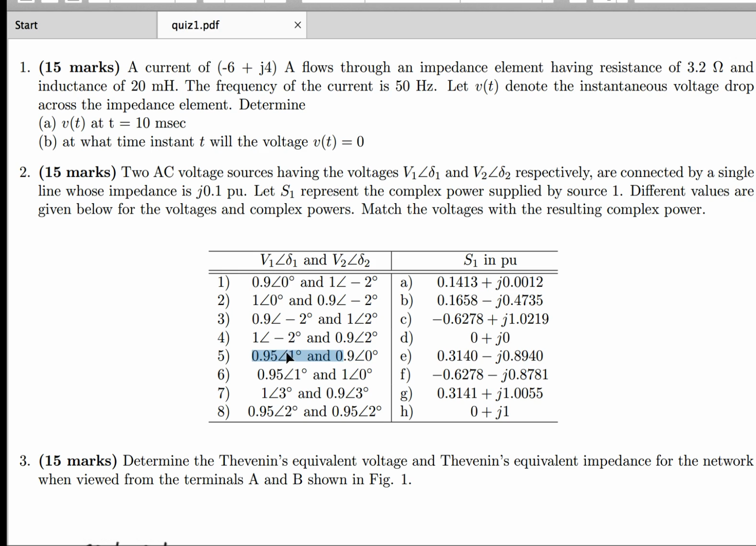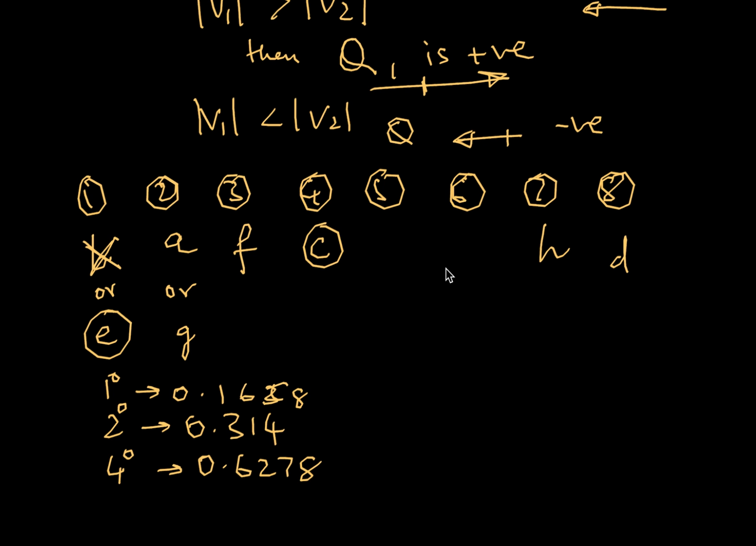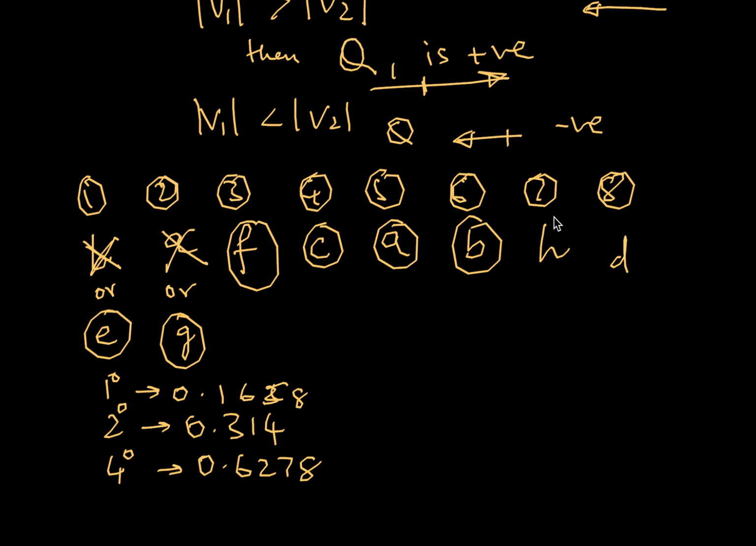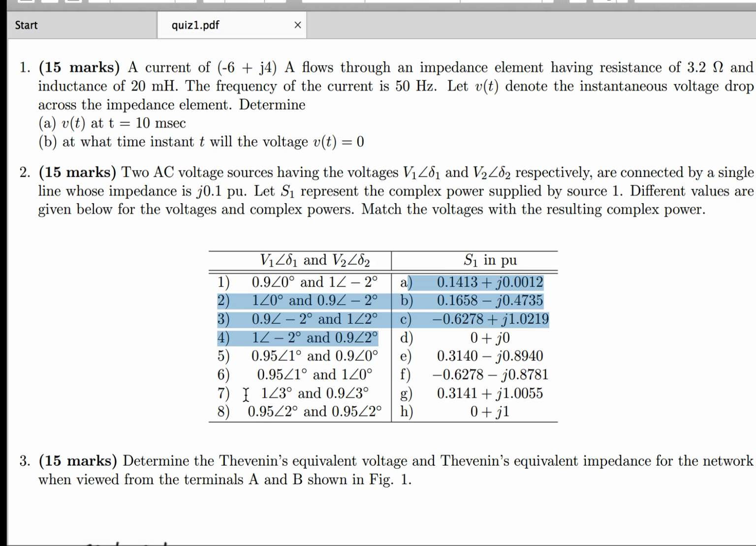For 5, only 1 degree is the difference, and the active power will be positive. So the candidate would be only A or B, and then I think B is the correct answer here because... not B. Both should be positive. So I think A is the correct answer. So here A is the correct answer. So here A cannot be the answer. G is the correct answer. F is already gone. So A, only B is left out. So I think this is the final one.